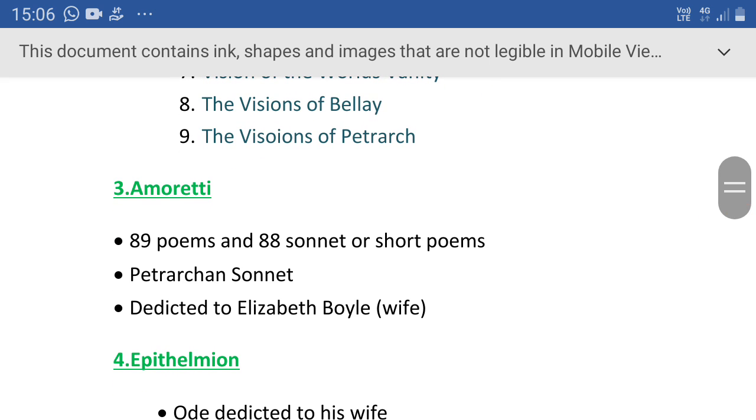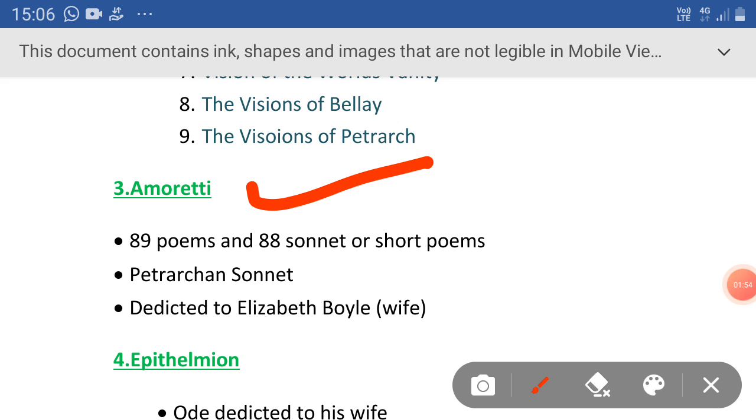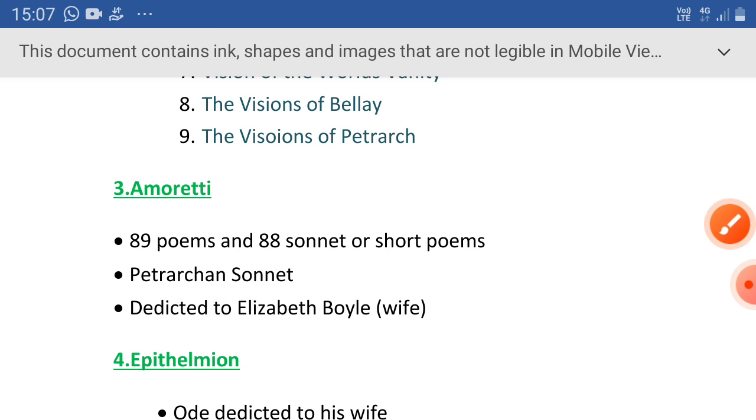Now, the third work is Amoretti. Amoretti is a collection of 89 poems, and of these 89 poems, 88 are sonnets, and one is a short poem. These sonnets are written in Petrarchan form, the Petrarchan sonnet, and we have talked about Petrarchan sonnets and their rhyme scheme in the previous video. It was dedicated to Spenser's wife Elizabeth Boyle. So these are important points to remember for this work.